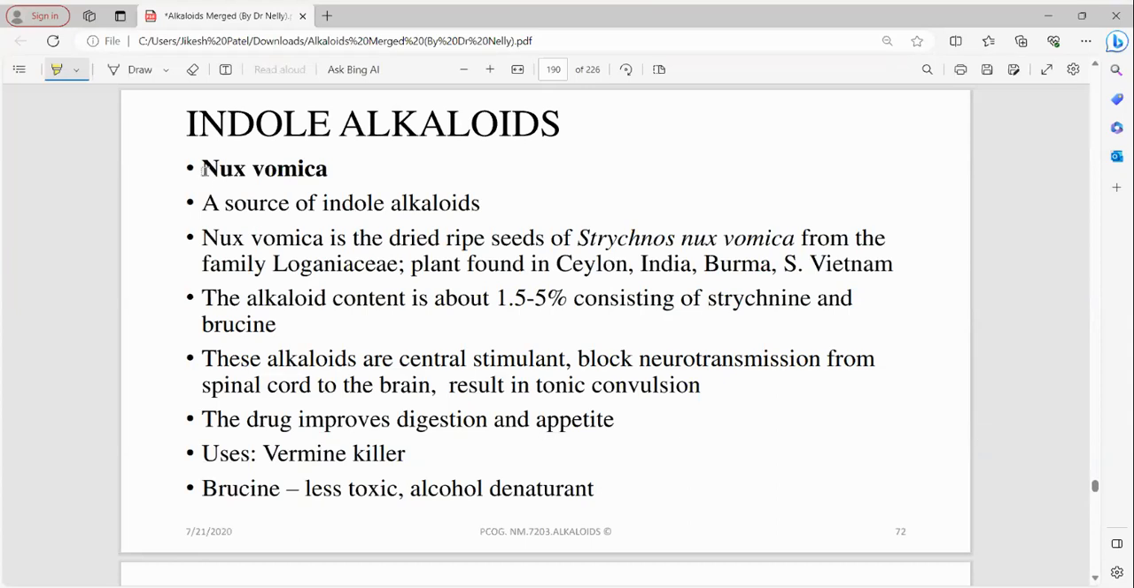Nux vomica is the dried, ripe seeds of Strychnos nux-vomica. From the name Strychnos, we know this plant gives us strychnine. Strychnine is used as a poison, more than as a drug.